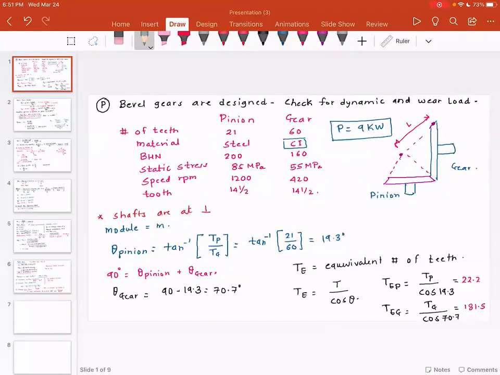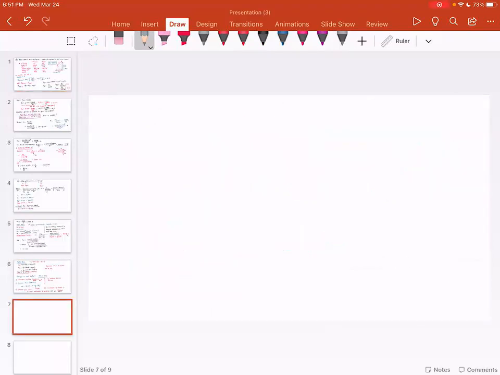Okay, very good, so this option is acceptable. What I'm going to do is go with option 2. So let's try option 2, which means increase the face width, which is the value of B.